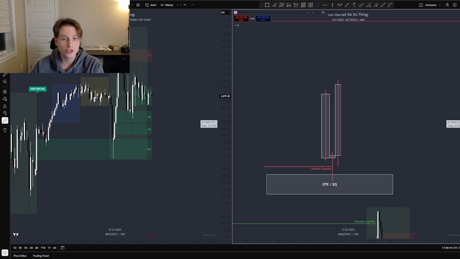Today we are going to be diving into the CRT. So how do I use it in my trading? How has it increased my win rate? Why is it probably one of the best things to ever exist? Well, first of all, CRT stands for candle range theory.